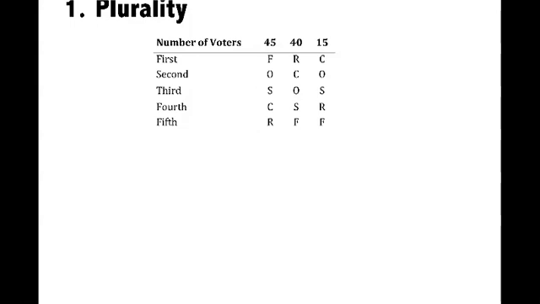With the plurality method, all that matters is the number of first place votes each candidate, or in this case, city, receives. From the preference schedule, we can see that 45 people chose Fresno as their first choice, 40 chose Reno as their first choice, and 15 chose Carson City as their first choice. So based on the plurality method, Fresno is the winner.